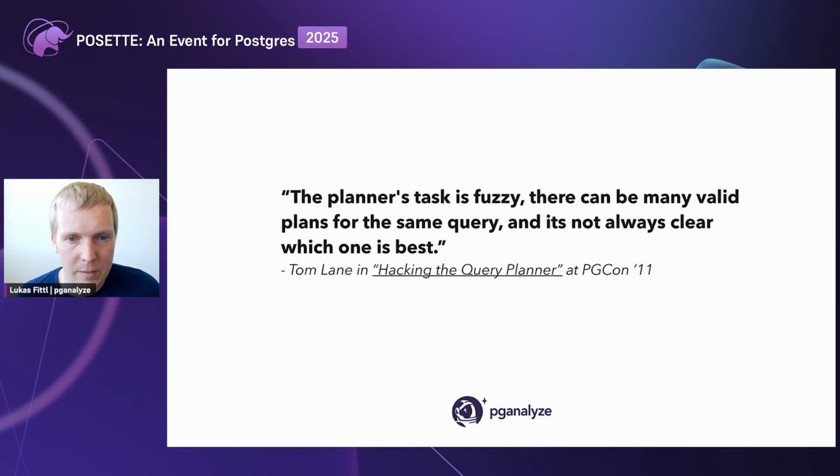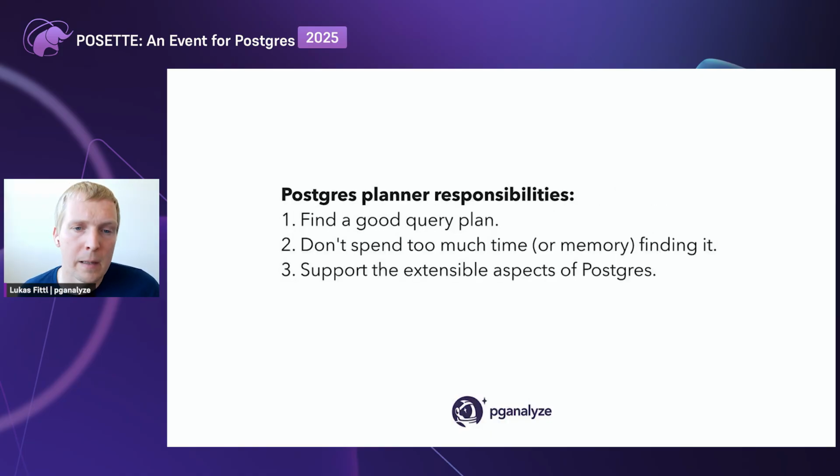And so, as Tom Lane said in a presentation many years ago, ultimately the planner's task is fuzzy, right? There can be many valid plans for the same query, but it's not always clear which one is the best query plan. So the planner has to find a good query plan, but it also shouldn't spend too much time or memory finding it. And it also needs to support the extensible aspects of Postgres, right? Especially that last point means sometimes Postgres has to do more work to figure out which data types are being used and which index access methods exist. So some limitations exist because the planner is extensible, but also wants to consume finite CPU and memory.